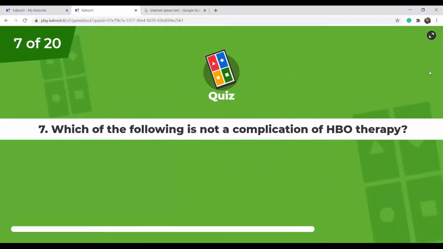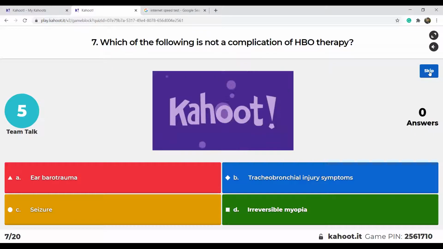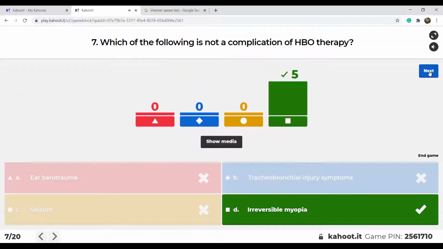Which of the following is not a complication of hyperbaric oxygen therapy? Ear barotrauma, tracheobronchial injury symptoms, seizure, or irreversible myopia? Get the question right, which is not a complication of hyperbaric oxygen therapy. Okay, well done. It is irreversible myopia. But please remember, reversible myopia for 4 to 6 weeks has been encountered. So that's the trickiest part. The other complications of hyperbaric oxygen include sinus pain and claustrophobia.